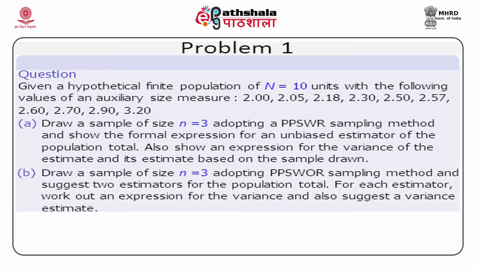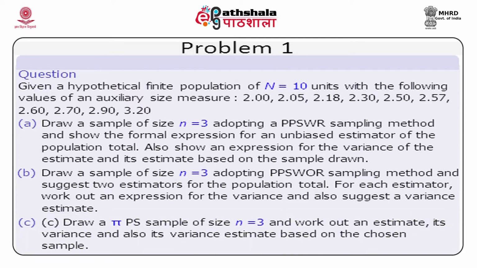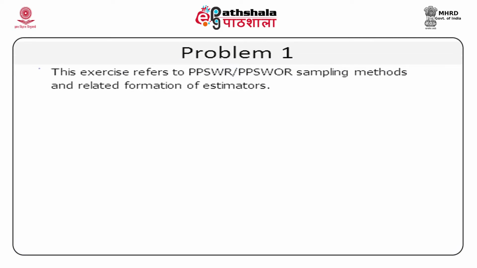Draw a sample of size 3 adopting without replacement sampling, and similarly this time you are told to suggest 2 estimators of the population total. For each estimator, work out an expression for the variance and also suggest a variance estimate. Part C, draw a PPS sample of size 3, work out an estimate, its variance and also the variance estimate based on the chosen sample. So, this exercise really refers to PPS with and without replacement sampling methods and related formation of estimators.